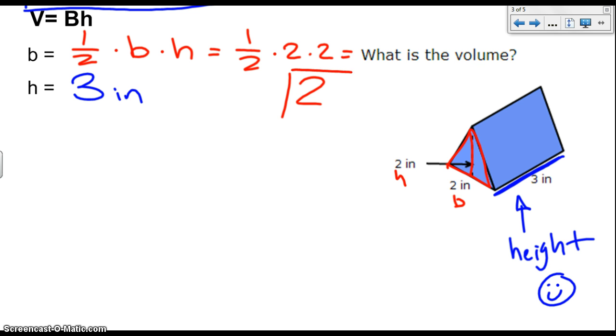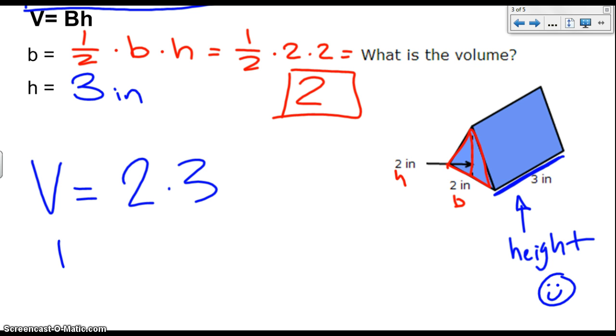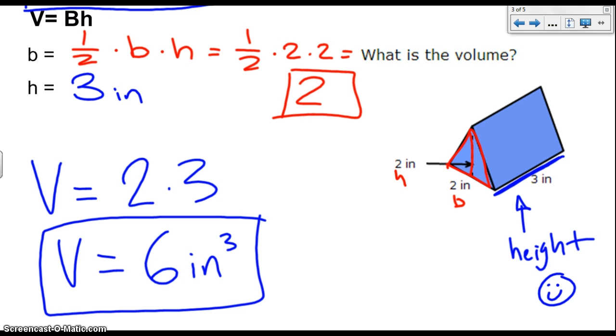Mm-hmm. And now it's easy to solve, right? Because V is just B times H, so it's just going to be 2 times 3, which we know, because we're awesome scholars, just equals 6. Little mistake for you. We're helping you out. 6 inches cubed, right? Perfect. So remember, the big thing to remember with these problems is just that it's leaning off to the side. You've got to remember that the height is that long piece right there. That's the number one thing that's probably going to trip you up with these problems.